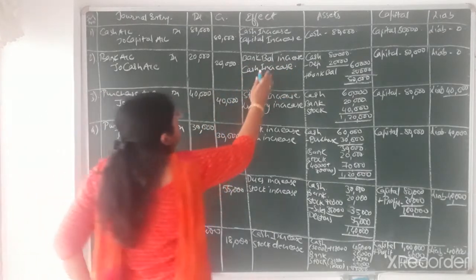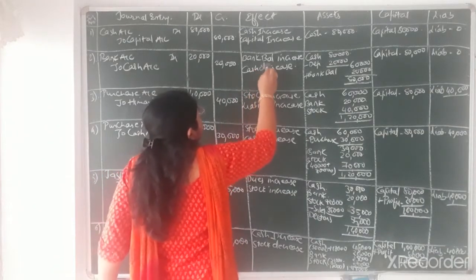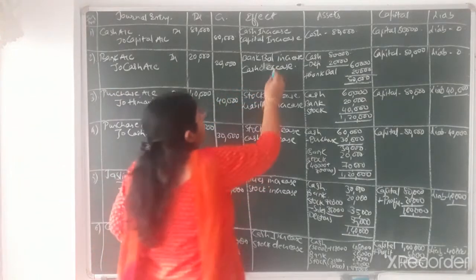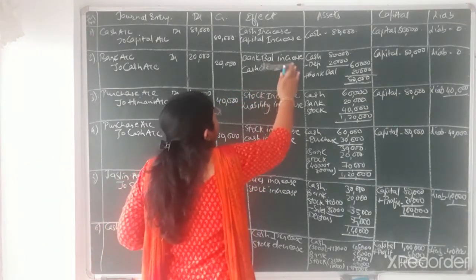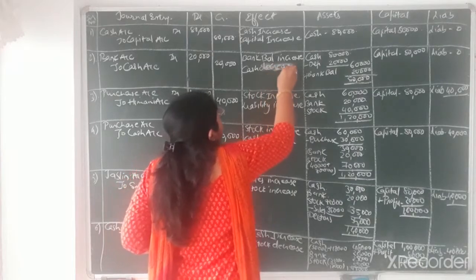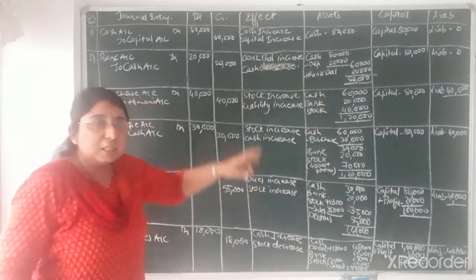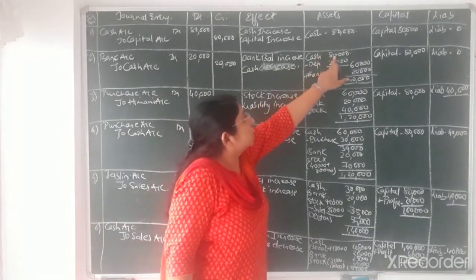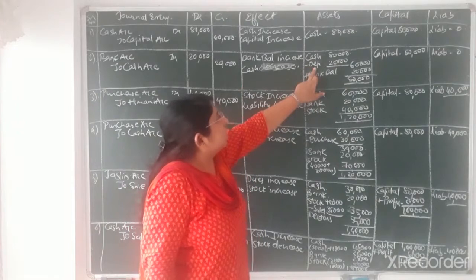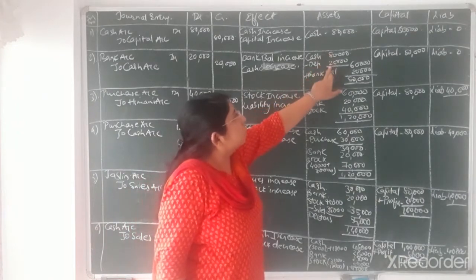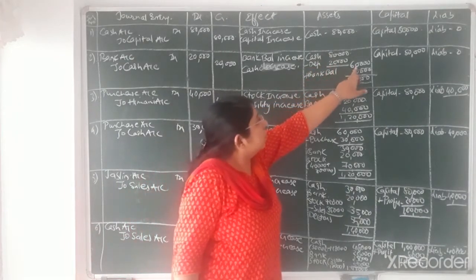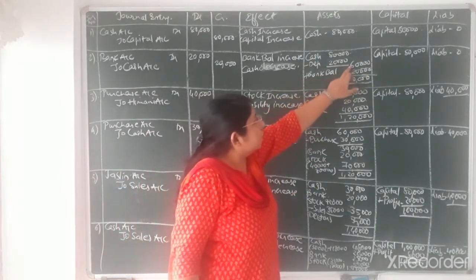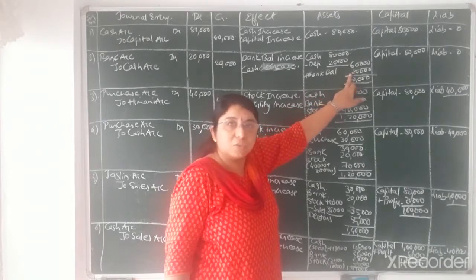Sorry, here it is written increase but it should be decrease. That much amount of cash is decreased in the business, because we are depositing that much amount in the bank. So bank balance will increase and cash will decrease. Previously the cash balance was 80,000, from that we have deposited 20,000 in bank, so 80,000 minus 20,000, the remaining cash balance is 60,000. Bank balance will increase by rupees 20,000.